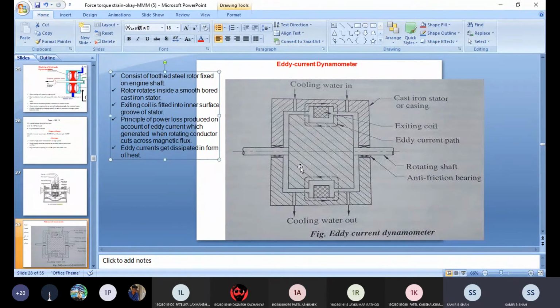When the rotor rotates, eddy currents are produced in the stator due to the magnetic flux set up by the passage of field current in the electromagnet. These eddy currents are dissipated in producing heat. So this type of dynamometer requires some cooling arrangement, right? It requires some cooling arrangement. That's why the arrangement is given in the diagram.